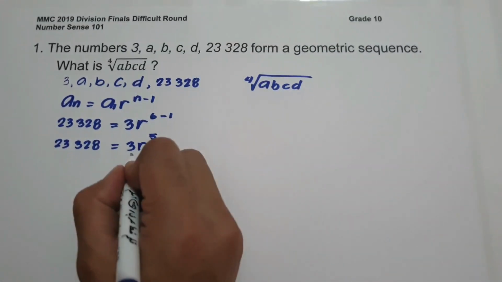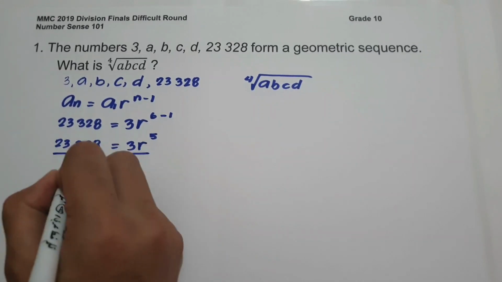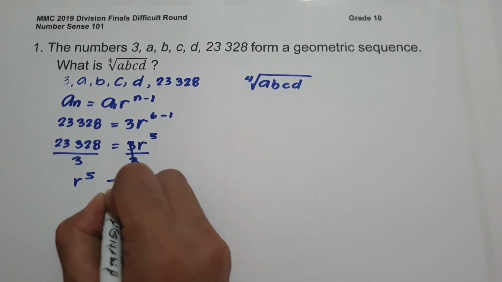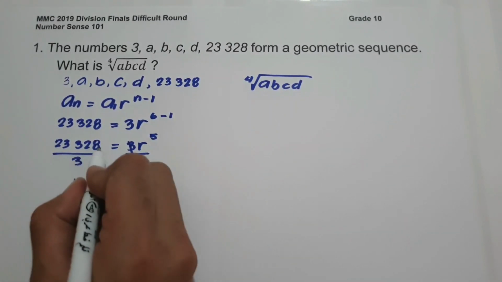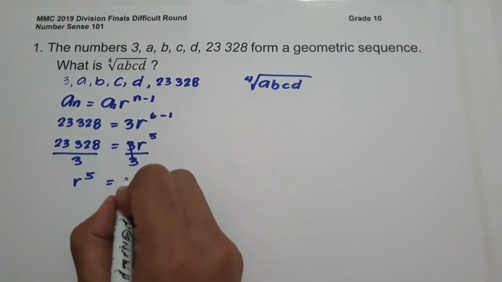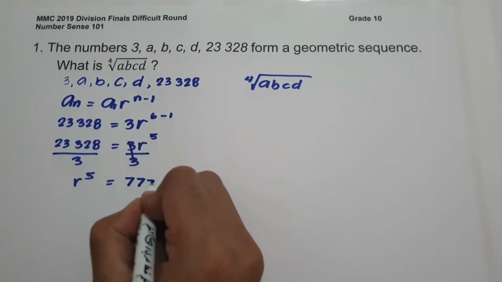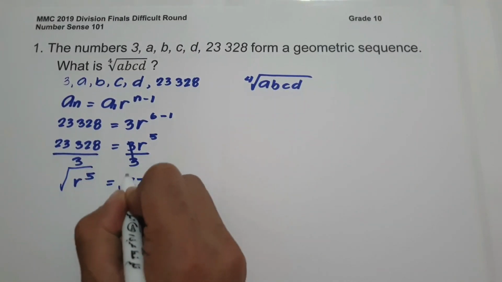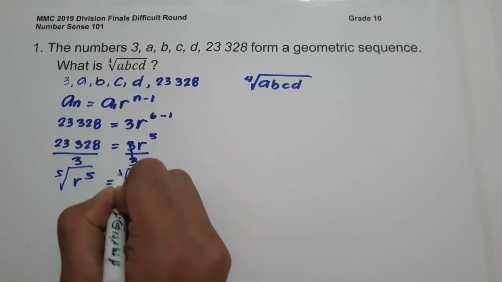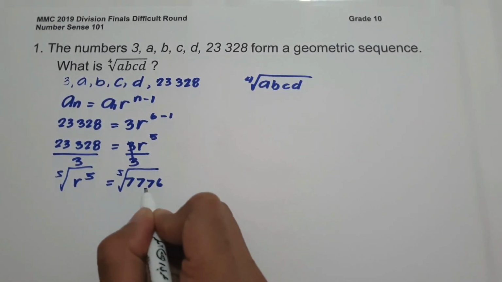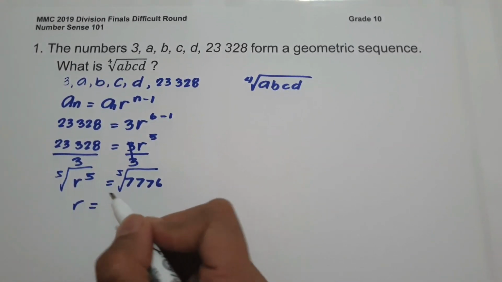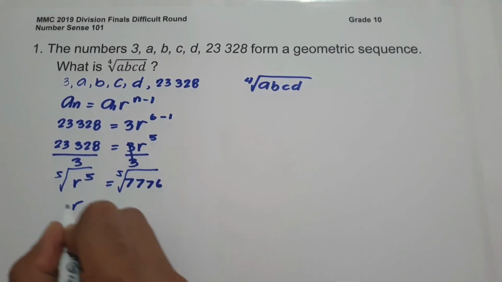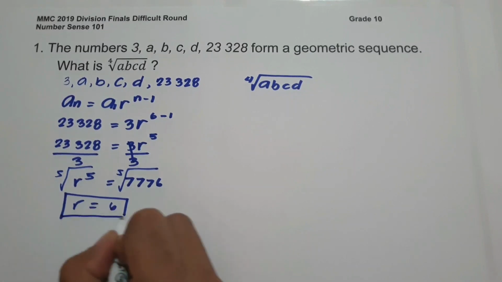And then, let us divide both sides by 3. So we have r raised to 5. We are going to cancel this one. 23,328 divided by 3, we are going to have 7,776. And then, let us extract the root of both sides of the equation. So let us have the fifth root of 7,776, so let us have r. The fifth root of 7,776, that is 6. So this will be the value of r.